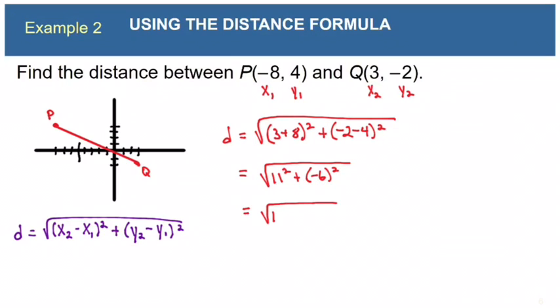Now 11 squared is 121. 6 squared is 36, and even though it's negative, when we square it, we get a positive. 121 plus 36 is 157, and that is a prime number, so that radical will not simplify.